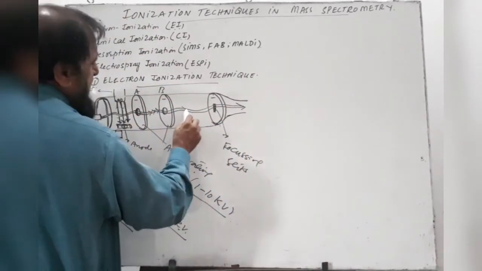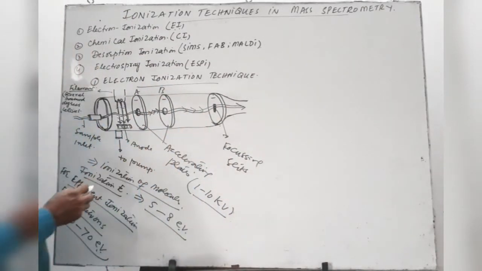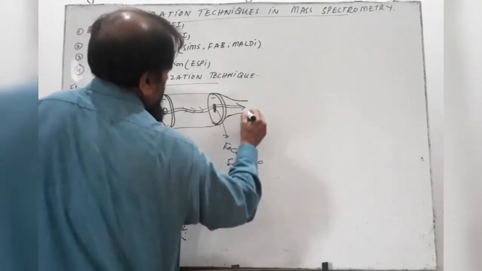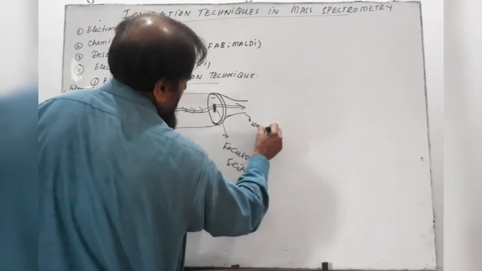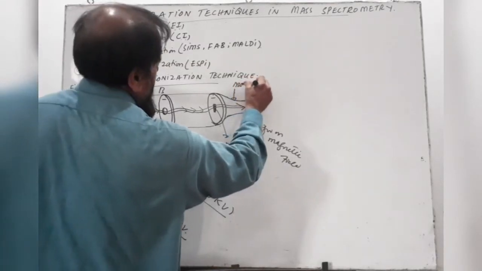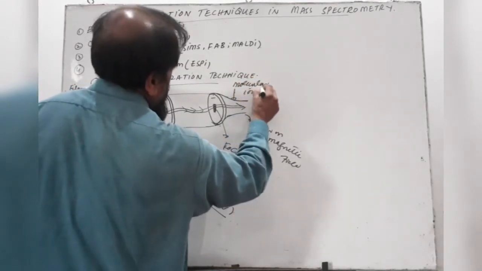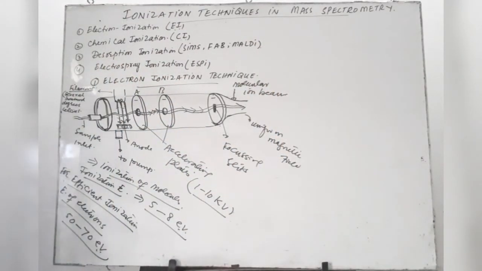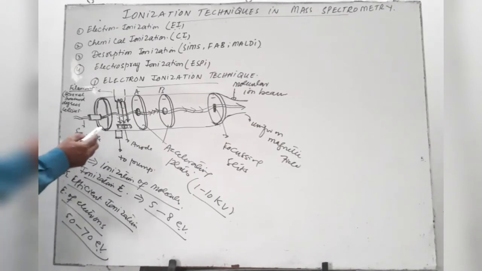The molecular ions which have been accelerated by the accelerating plates and directed by the slits move into the uniform magnetic field. The molecular ion beam is introduced into the magnetic field, where the ions are separated and detected later on.